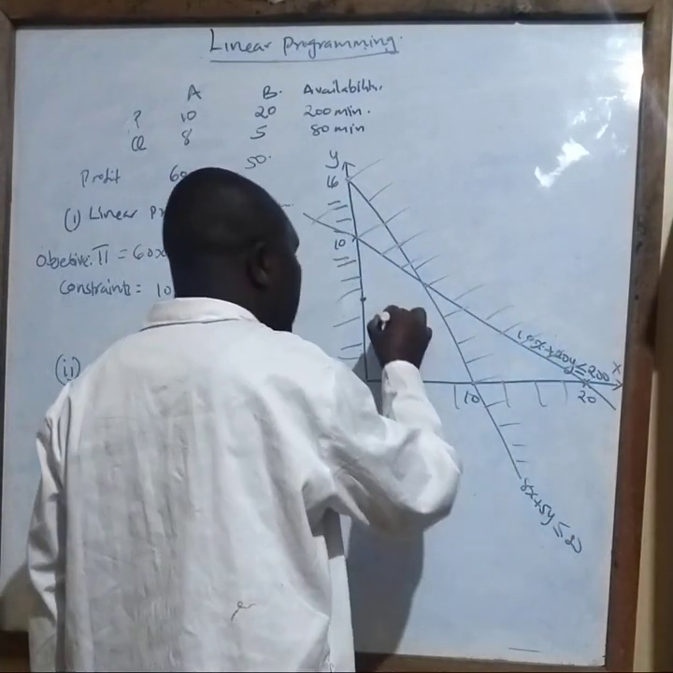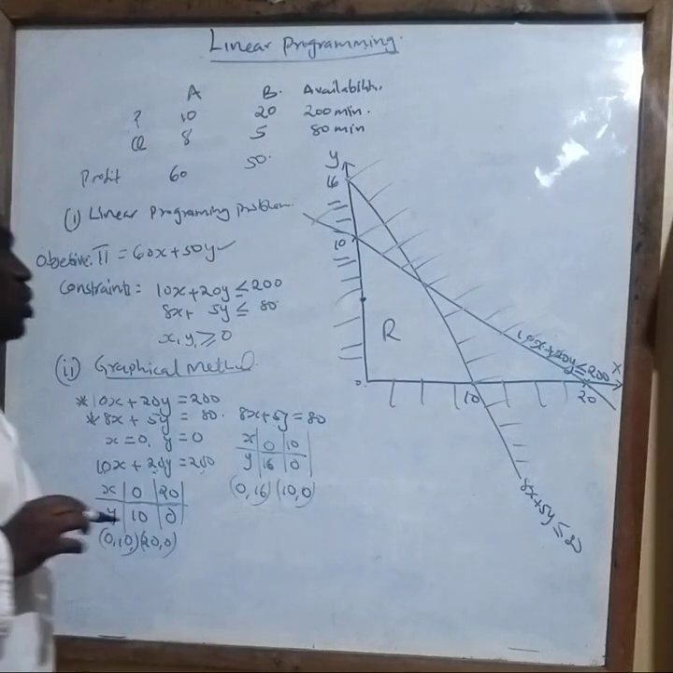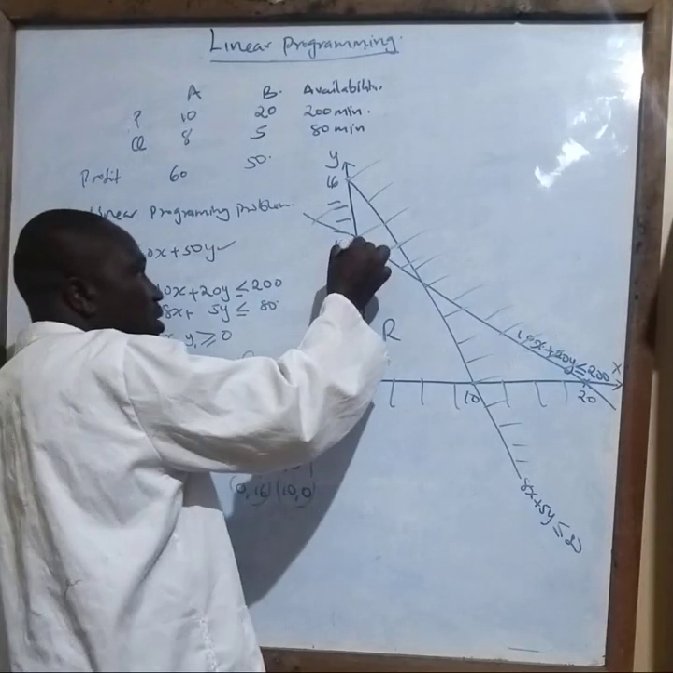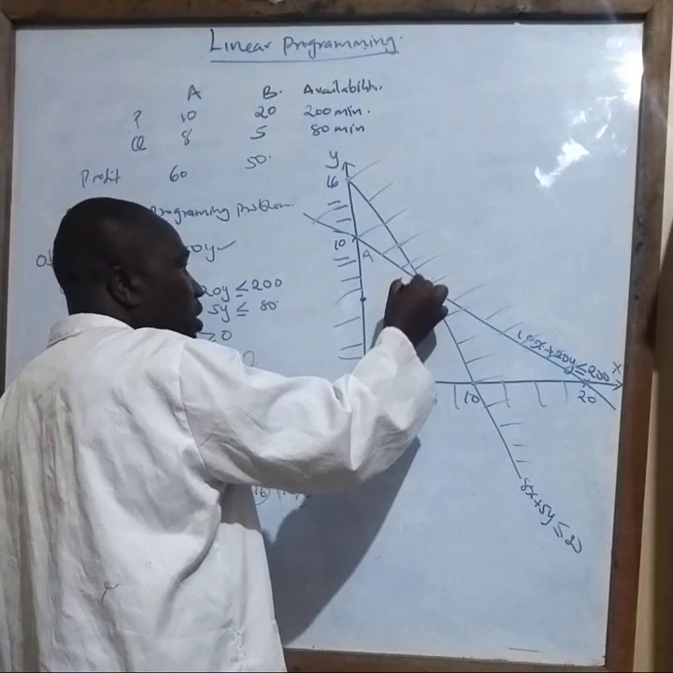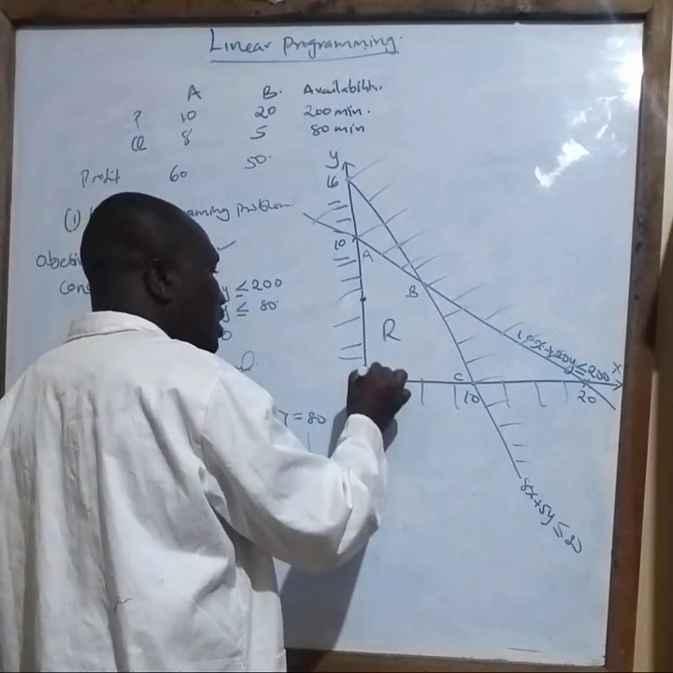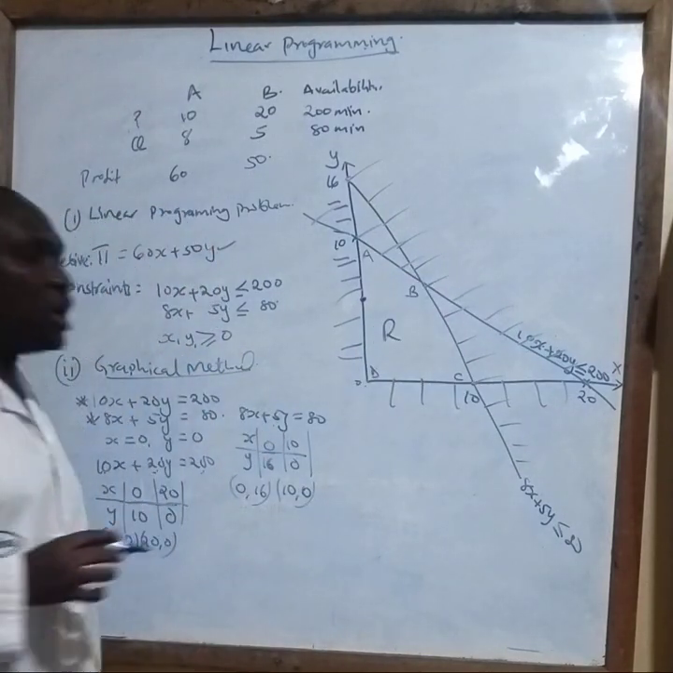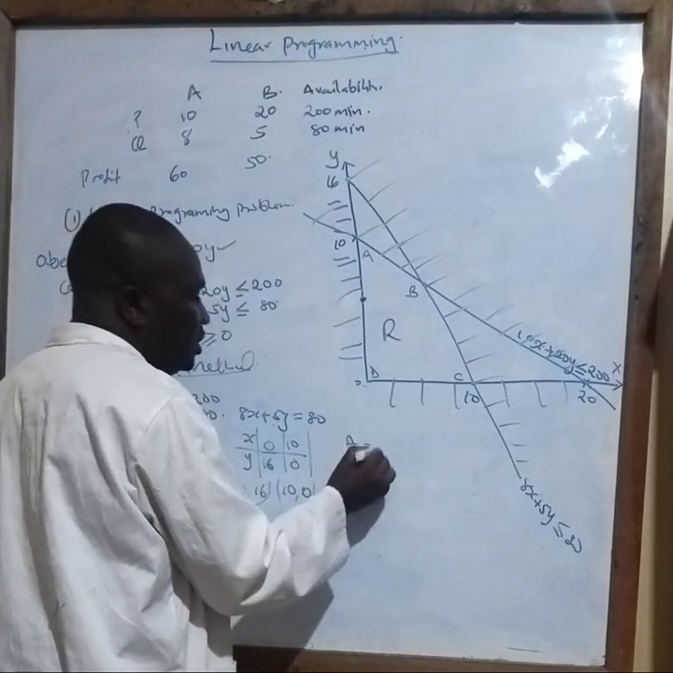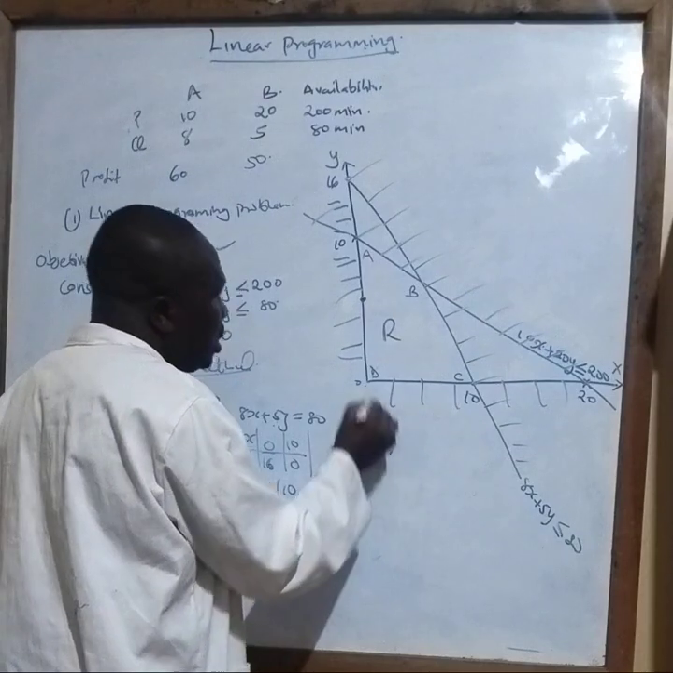So it means that your region is there. Now read the coordinates for where the lines are cutting each other or intersecting. You can say this is point A, this is point B, this is point C, and this is point D. Read the coordinates there. A, what is A? A is (0, 10).